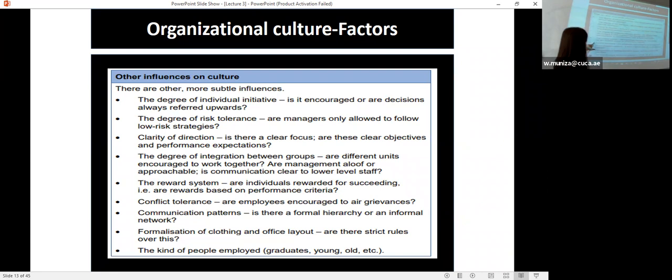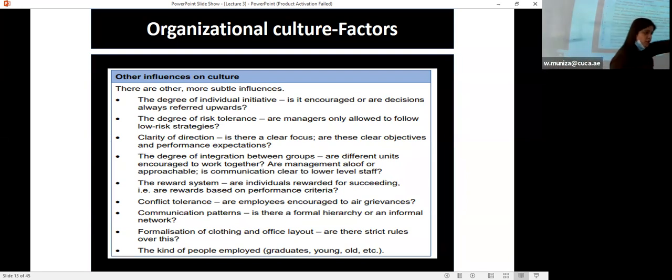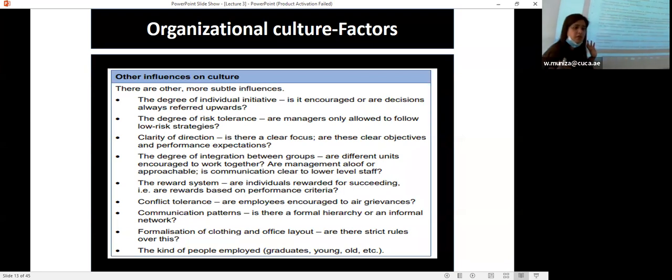Then conflict tolerance. Are employees encouraged to air grievances? Students, what are grievances? In organizations, there are grievance procedures as well. If any employee thinks that something wrong is being done to them, the person can communicate to the management. So, if an employee thinks that something wrong is being done, are they given the authority to communicate it to the management or not?